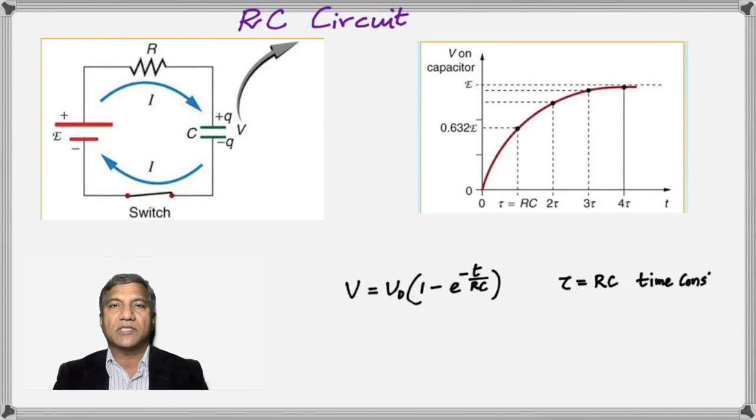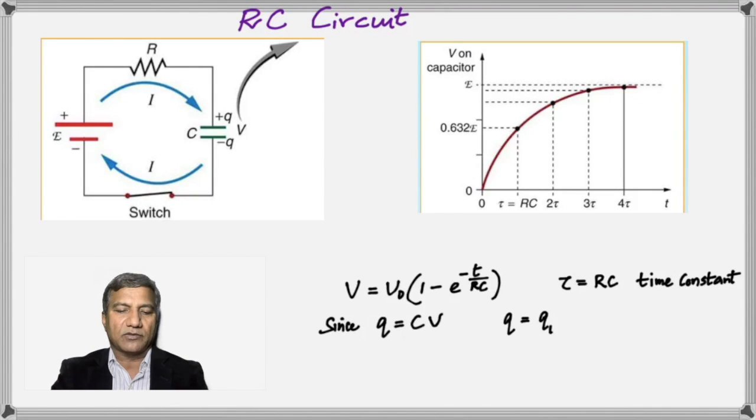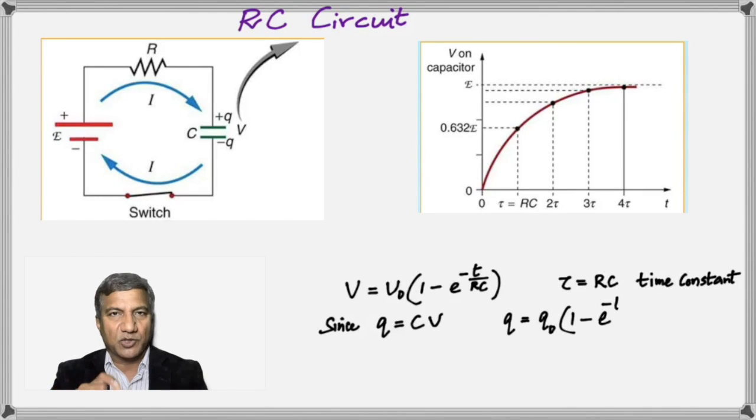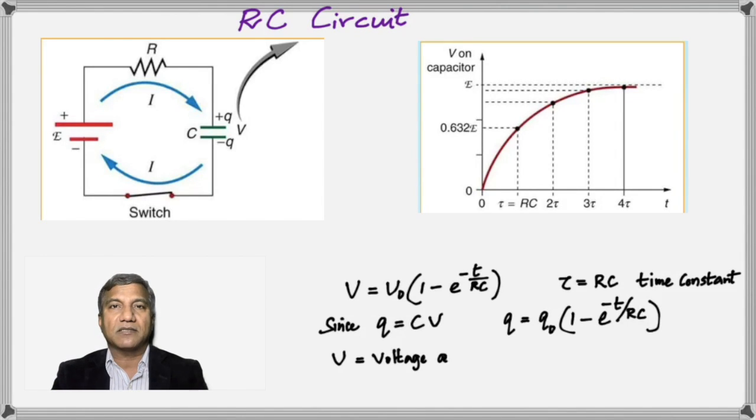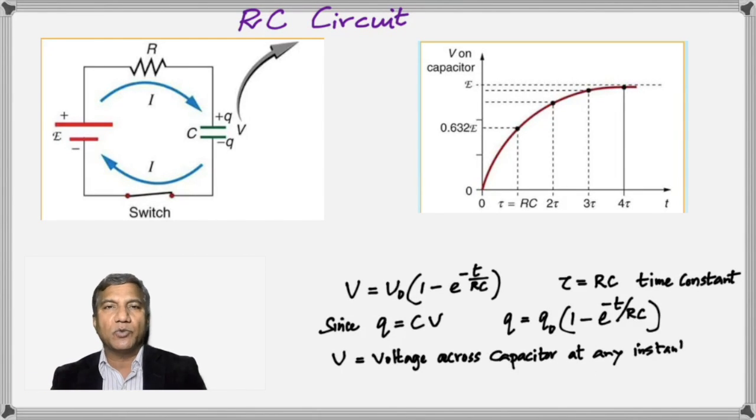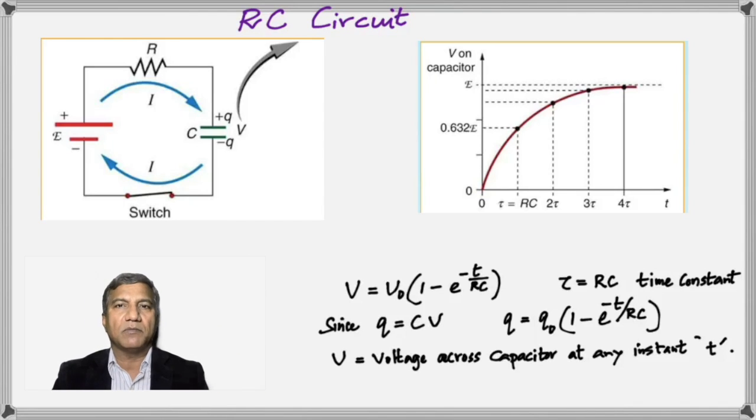Now, R times C is called the time constant of the circuit. So if you take the values of the resistance and the capacitance and multiply them, you will get the time constant. And since charge is the product of capacitance and voltage, we have a similar equation for charging of the capacitor, which is Q is equal to Q naught times 1 minus e raised to minus t by CR. You will understand the full impact of this equation when I work out a problem later on.